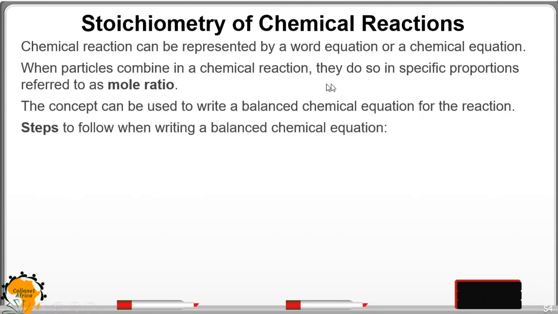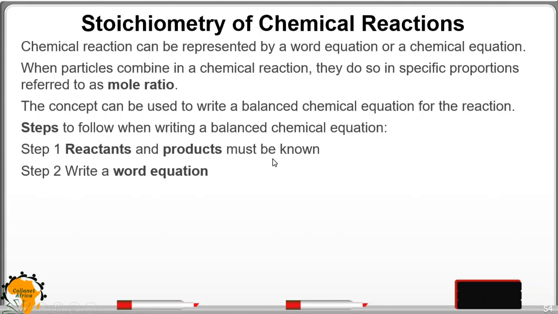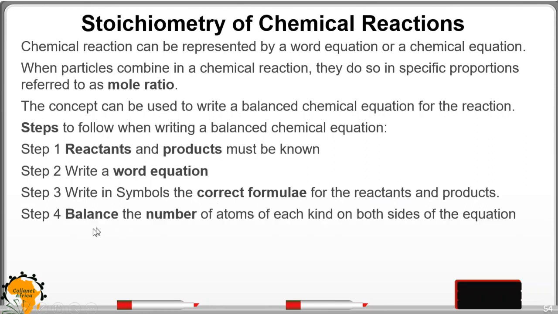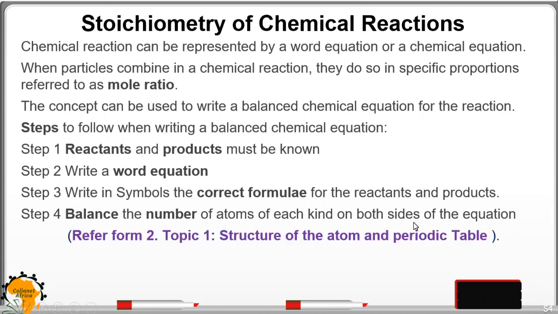There are several steps to follow, and these steps are: 1. Reactants and the products must be known. Then step 2, write a word equation. Step 3, write in symbols the correct formulae of the reactants and the products. Step 4, balance the number of atoms of each kind on either side of the equation.